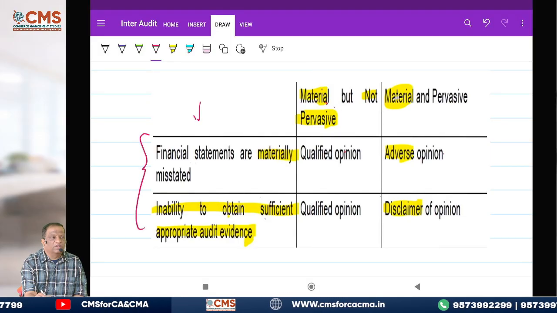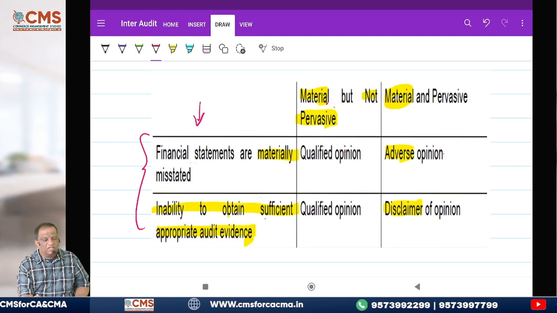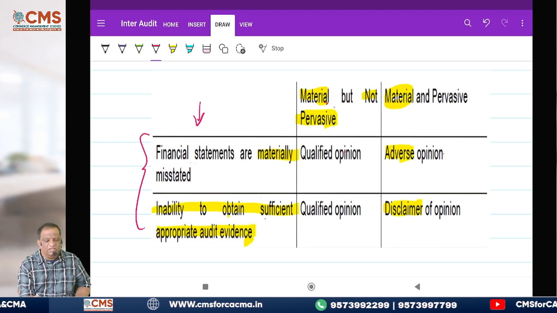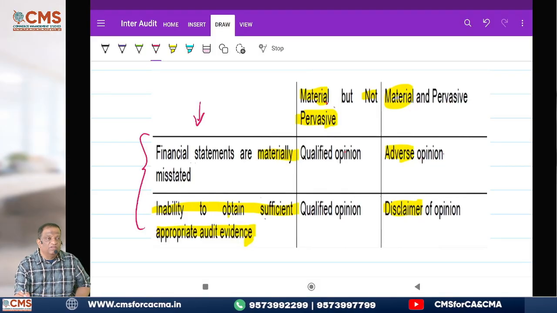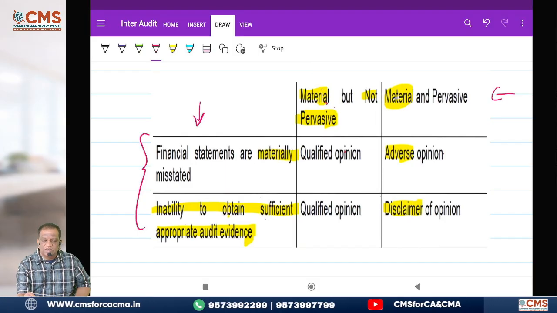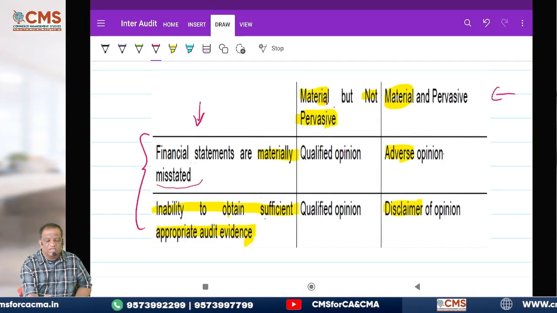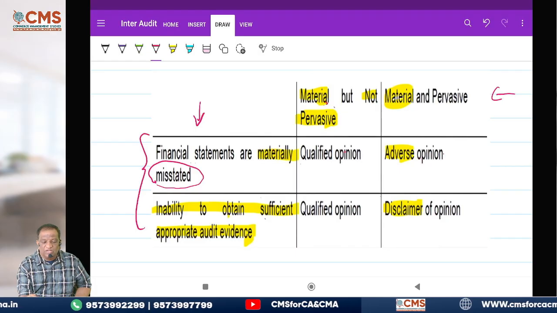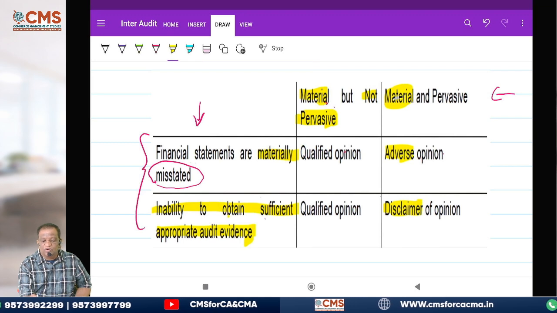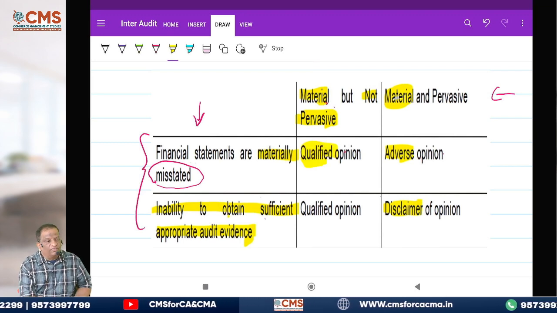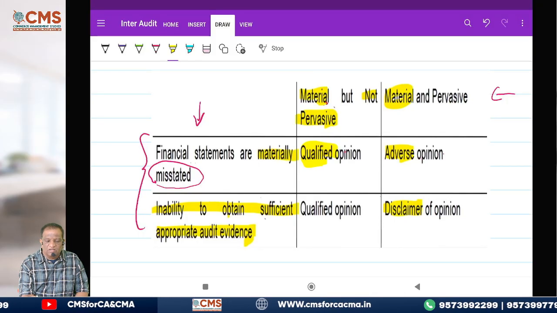If we ask, why are you modifying? I will say this. The reason one is, financial statements are materially misstated, and the second one is an inability to obtain sufficient appropriate audit evidence. That is why I am modifying. So this is question number one, circumstances. Then which type of report should I issue? That is when we need to understand whether it is material and pervasive, or material but not pervasive. Let's say materially misstated and material but not pervasive, I will issue a qualified opinion. If it is material and pervasive, then I would go for an adverse opinion. Similarly, if there is no evidence, putting it simply, an inability to obtain evidence, if it is material but not pervasive, then I would settle for a qualified opinion.